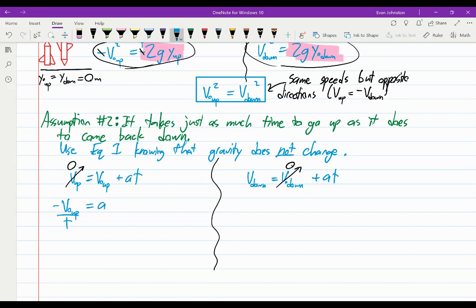That's really all it's saying. Since it starts from 0 at the top, because it's not moving, because it has to stop to turn around to start falling back down, we know the initial speed on the way down is 0. So this one's even easier.